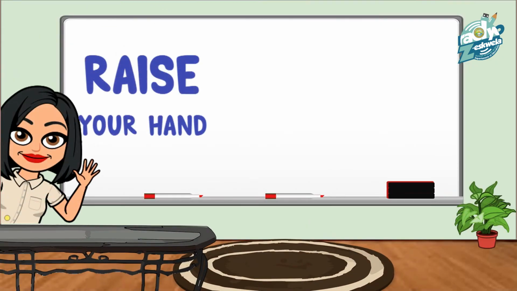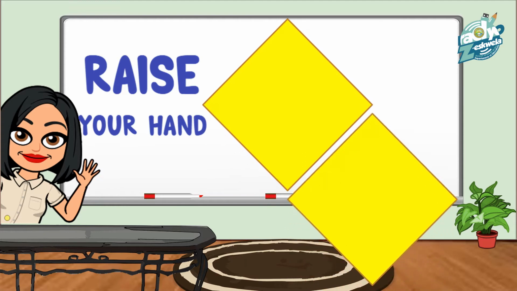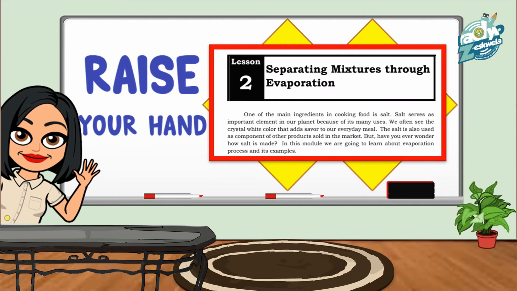Kindly raise your hand if you got a score of 5 and above. Great! As talked about earlier, this activity targets to test what you have known about our lesson for today. We must learn and discover more all about separating mixtures through evaporation. This time, please open your module on page 3, lesson 2, separating mixtures through evaporation.